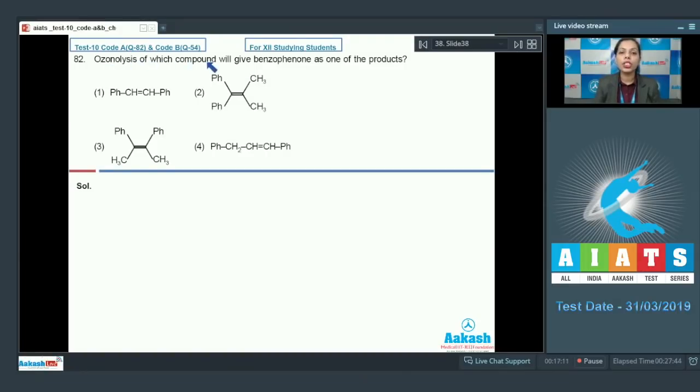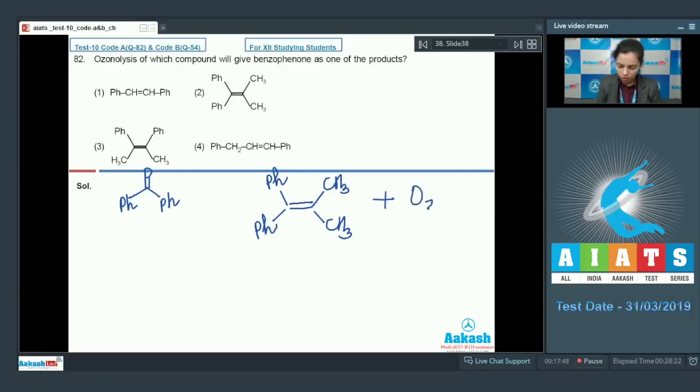Question number 82. Ozonolysis of which compound will give benzophenone as one of the products? In this case, first we need to know what is benzophenone. Benzophenone is the compound in which 2 phenyl rings are linked in this way, and this is the carbonyl group. We want this compound. If you look at option 2, you will see that this is the compound. Let's check whether it is forming benzophenone or not. We have phenyl ring in this way, double bond here, CH3, alkene we have basically this way. Ozonolysis we are doing. In this case, ozone we join here, and after that there would be the splitting.